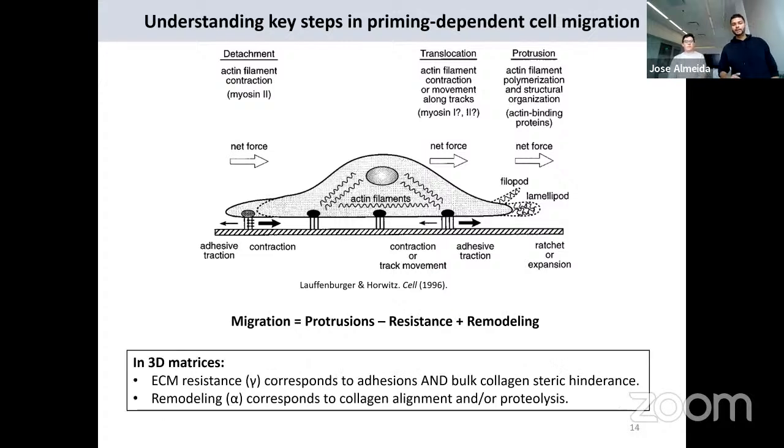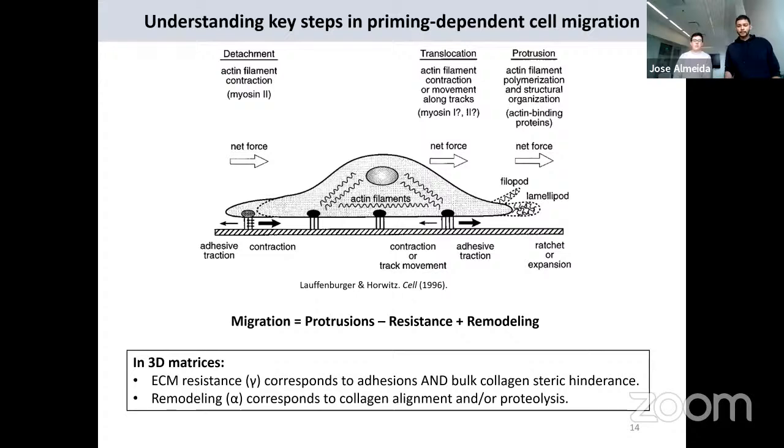Looking at 3D environments, this migration becomes protrusions minus resistance plus remodeling. And where this resistance is not due to only adhesions, but it's also due to your bulk collagen steric hindrance. And your remodeling corresponds to collagen alignment, proteolysis, collagen deposition, etc.